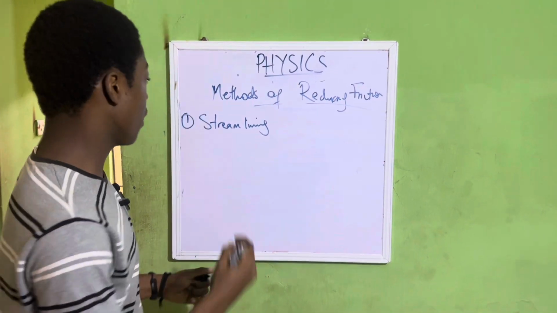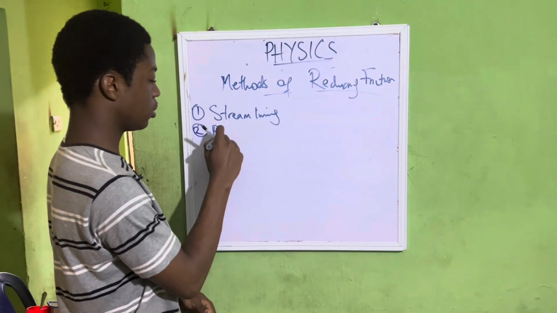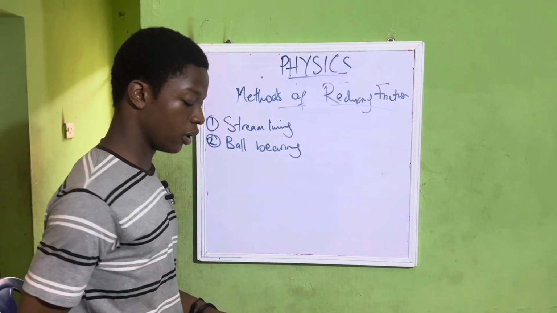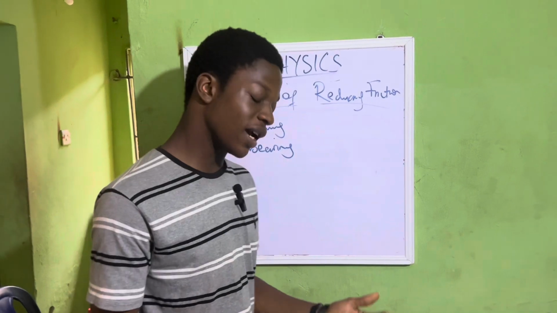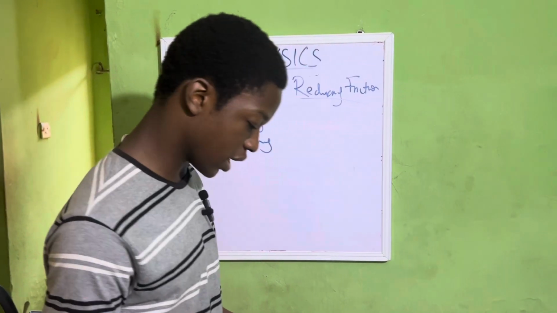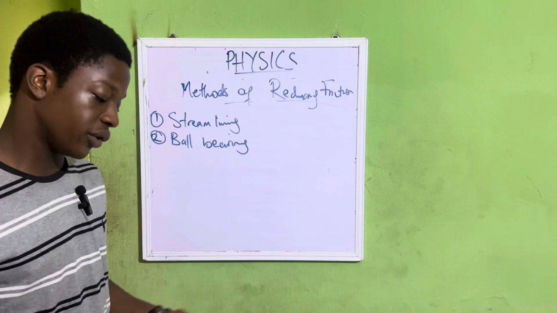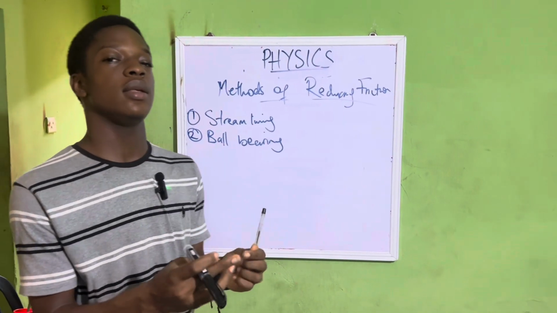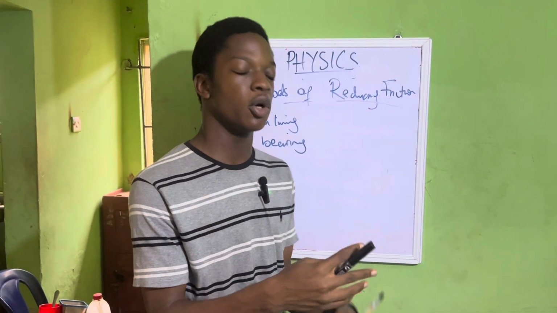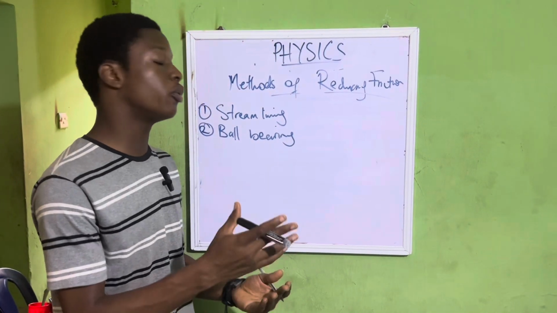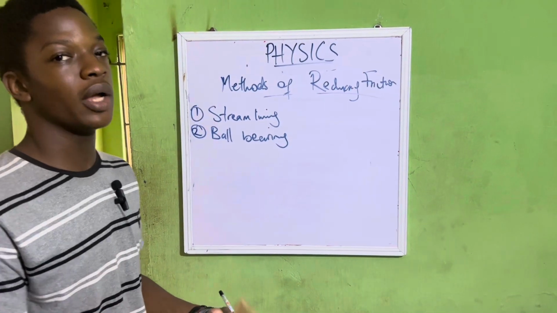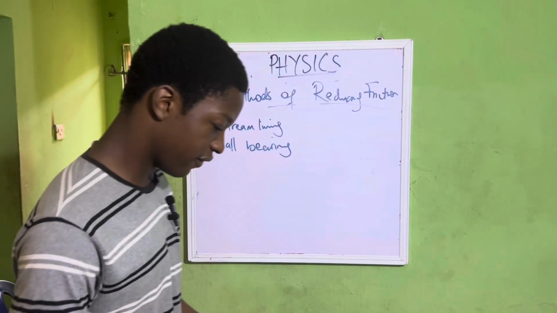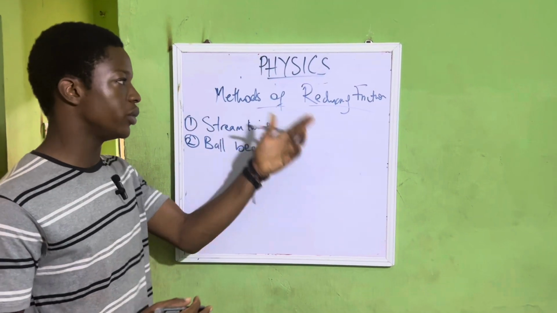So another example is ball bearing. Ball bearing is another method of reducing friction. Shafts are fixed on ball bearings so that friction will be reduced, because rolling friction is less than sliding friction. Also note that. So ball bearing is like putting ball bearings into some objects to make them undergo rolling friction, because rolling friction is less than sliding friction. So it tends to reduce the friction.